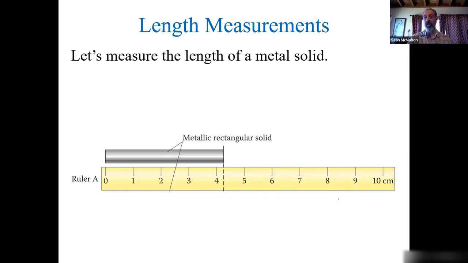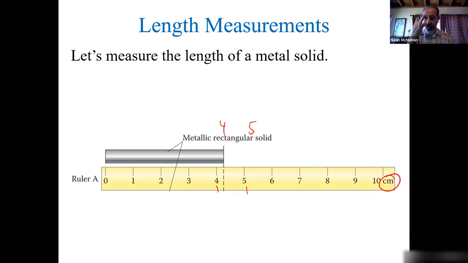I have a ruler. Rulers measure length. The unit for length on this ruler is centimeter. I know here in the States we use inches, but you flipped it to the metric side where we have centimeters. And I'm measuring this solid here. Now when I look, I see it's between 4 and 5. So without doubt, it's more than 4, but less than 5. So what do I have to do? I have to make an estimate.